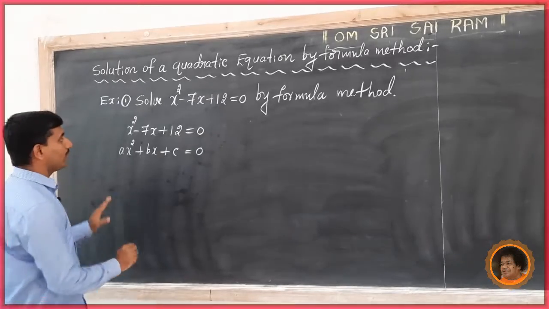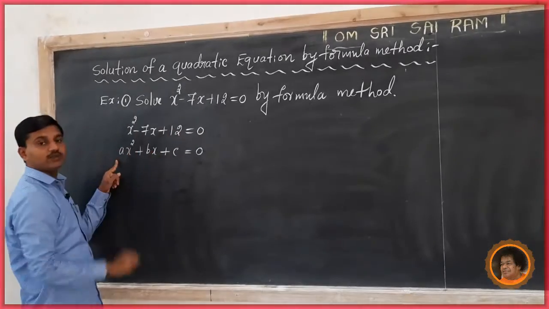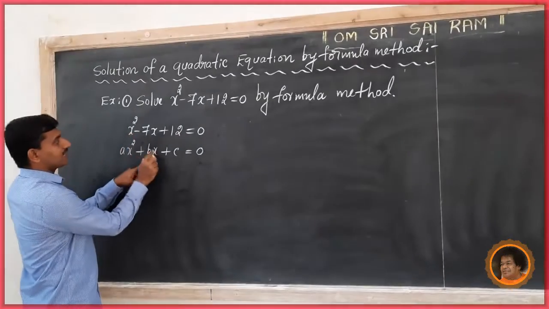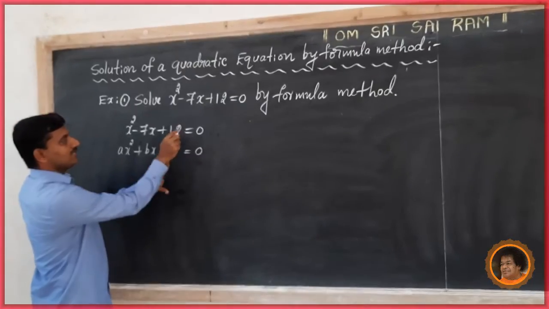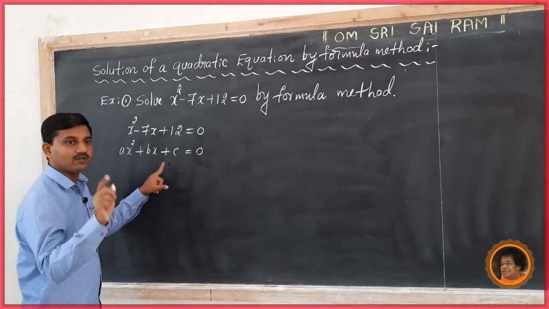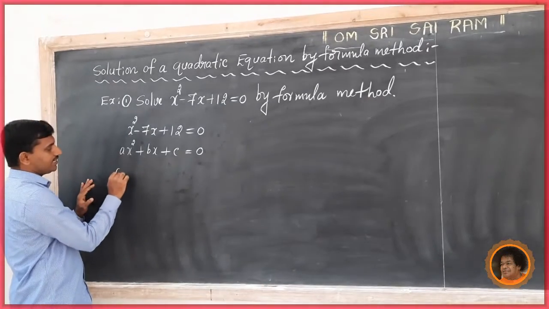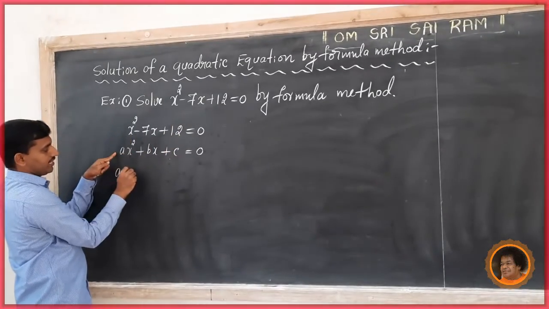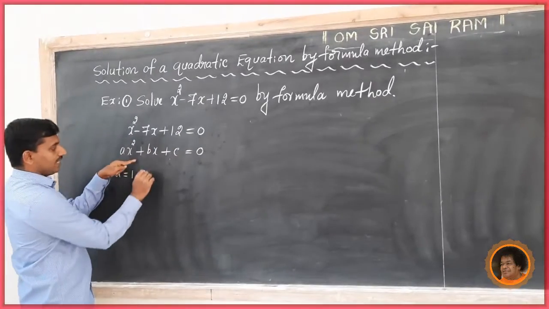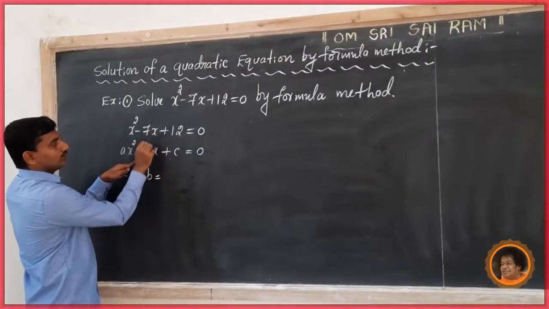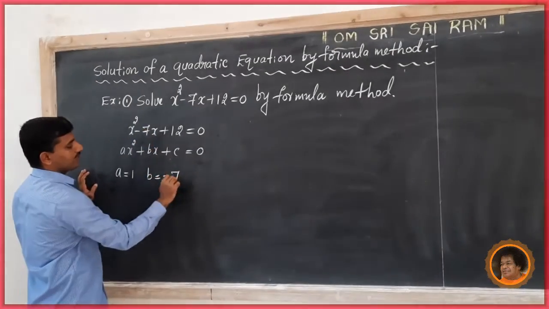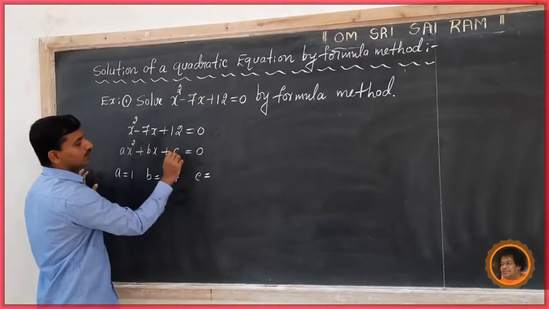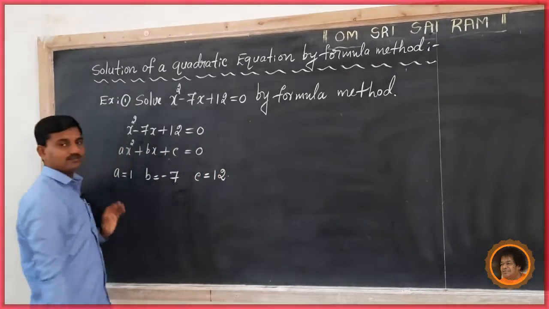Now compare the coefficients with respect to the given equation. So here ax square, bx is minus 7x, and c is 12. Now write the value of the coefficients. Compare these two. a equal to 1. And b equal to minus 7, the value of b is minus 7 along with the sign. And c equal to 12.